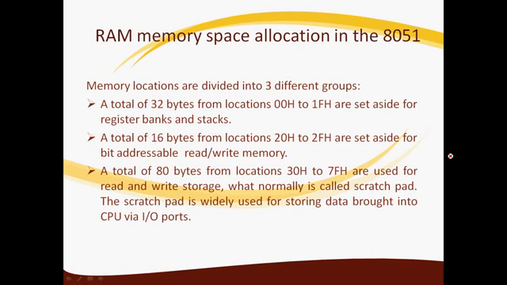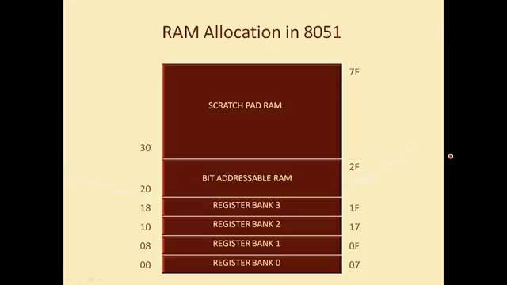The first group consists of register banks and stacks. The register banks are further divided into four banks. The next 16 bytes are for bit addressable read and write memory, and we'll be taking all of this later. And the remaining 80 bytes from 30H to 7FH, known as scratch pad, it is used for read and write storage.